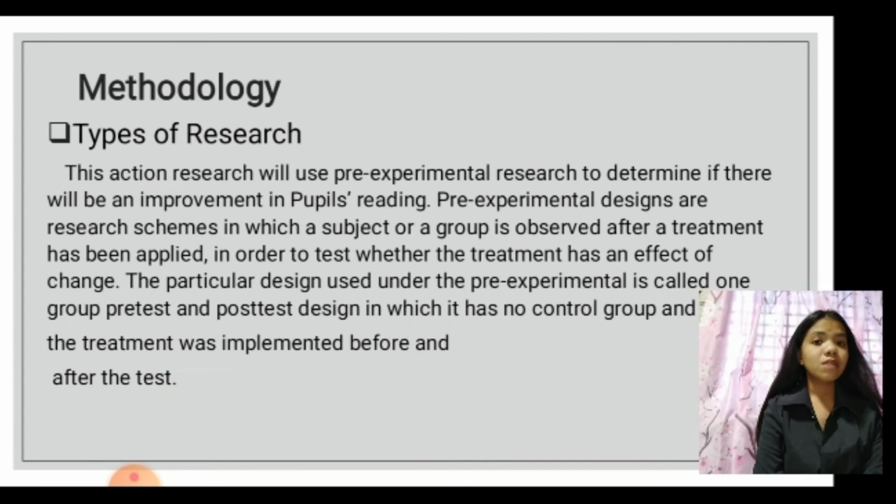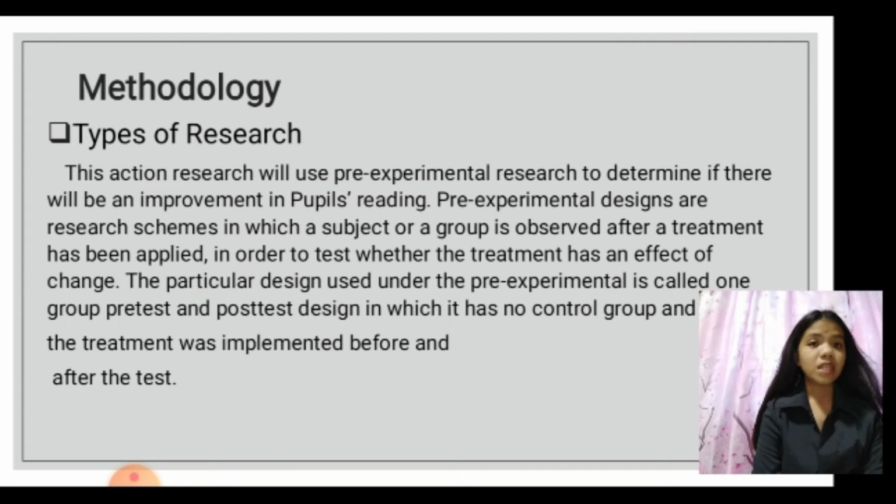Now, let's move on to the methodology. In methodology, it is usually used the method. The number one is the types of research. This action research will use pre-experimental research to determine if there will be an improvement in pupils' reading comprehension.